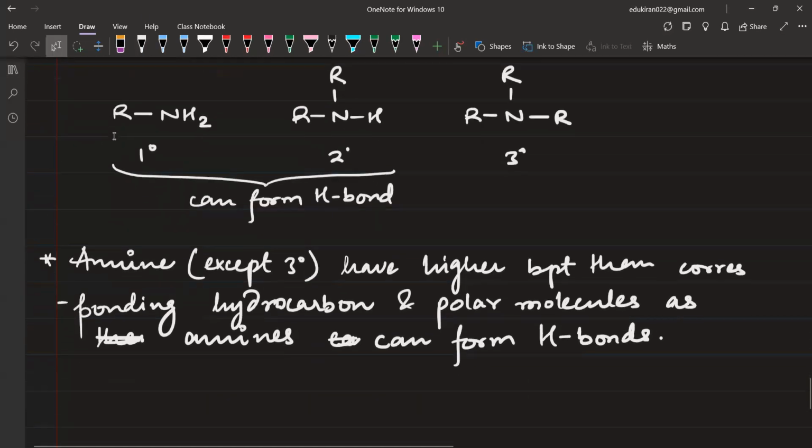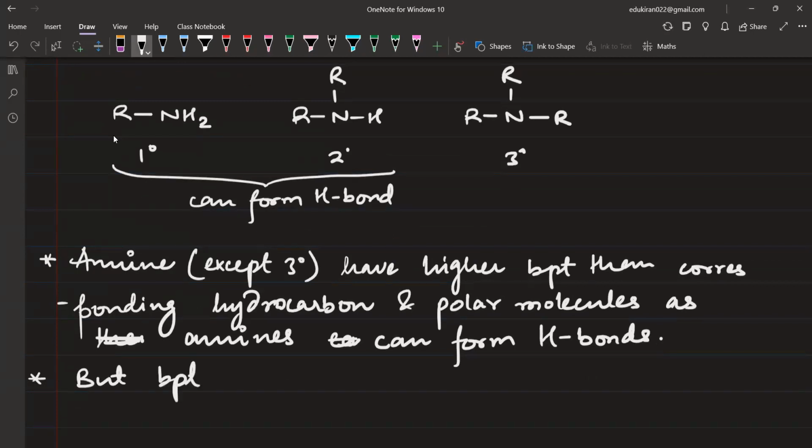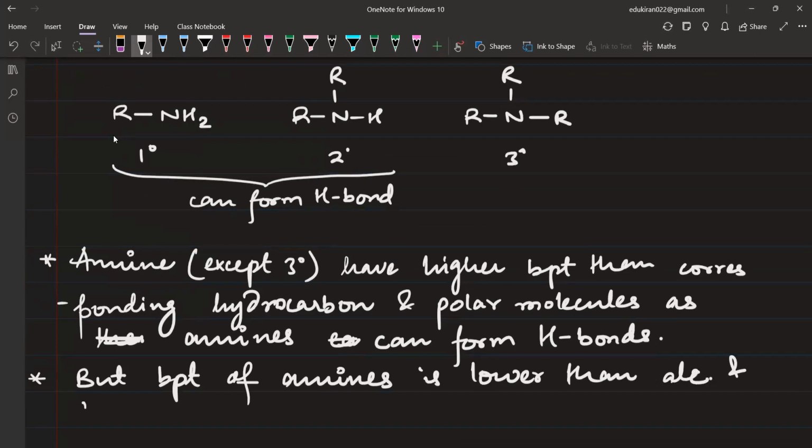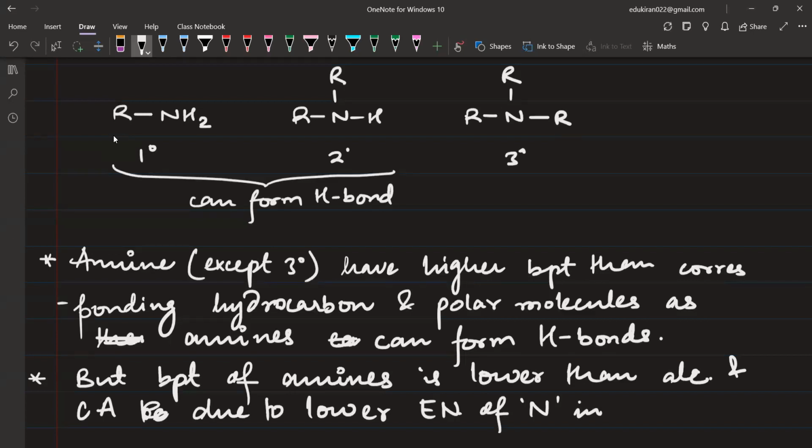Then you'll write, but boiling point of amines is lower than alcohols and carboxylic acid, because, you write, due to lower electronegativity of nitrogen in amine.